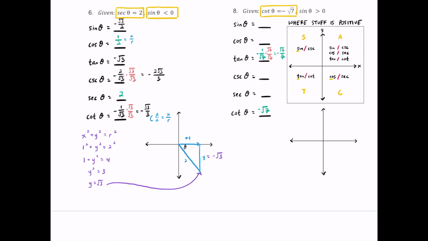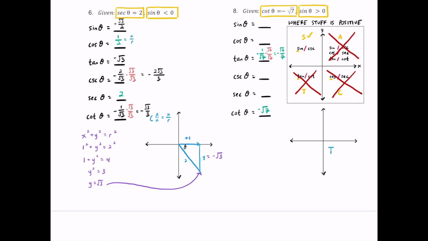So if cotangent is going to be negative here, then it cannot be in quadrant 1 because tangent and cotangent would be positive, and it can't be in quadrant 3 because it would be positive over there as well. And then for sine of theta, that's got to be greater than 0. So where is sine positive? Sine's positive over here, so sine would be negative down here. So theta has to be in quadrant 2.